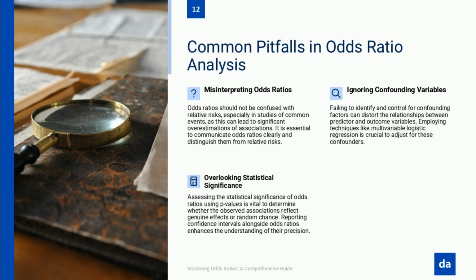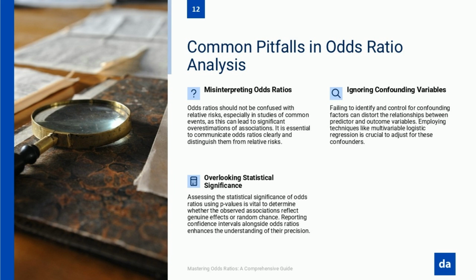This misinterpretation can have serious consequences, particularly in medical research, where accurate risk assessment is crucial for patient care and public health decisions. To avoid this pitfall, it's essential to communicate odds ratios clearly and distinguish them from relative risks, especially when dealing with common outcomes. One effective strategy is to convert odds ratios into more intuitive measures, such as expected frequencies or percentage changes in risk. This approach can help bridge the gap between statistical findings and practical implications, making the results more accessible to non-technical audiences and reducing the likelihood of misinterpretation.